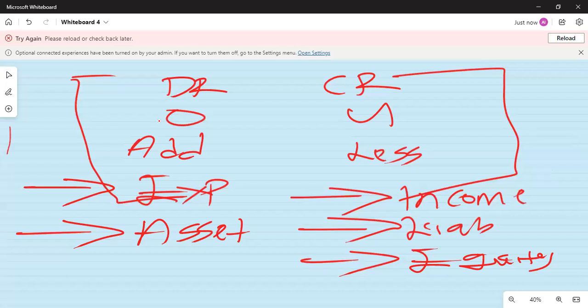When you are asked to prepare the statement, what you need to do is this: the statement of profit or loss is going to contain two things: expenses and income. The statement of financial position will contain the remaining three, which are asset, liability, and equity.